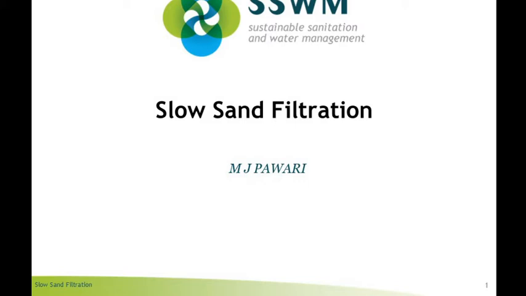Basically there are two types of filters, slow sand filter and rapid sand filter, and we also discussed the basic differences between them. There are almost 15 points that differentiate the slow sand filter from the rapid sand filter. As the name indicates, in the slow sand filter the rate of filtration is slow, and in the rapid sand filter the rate of filtration is high or rapid.